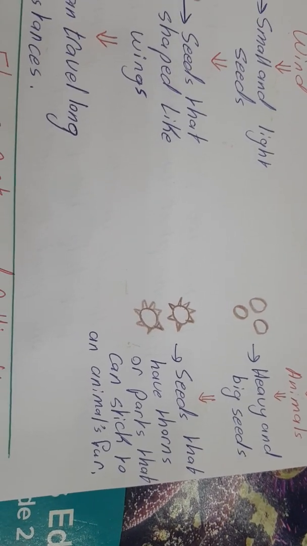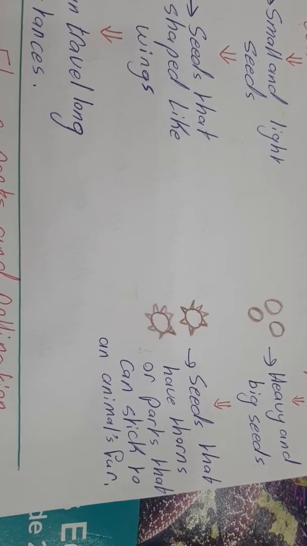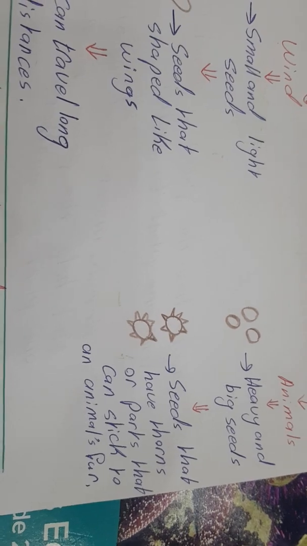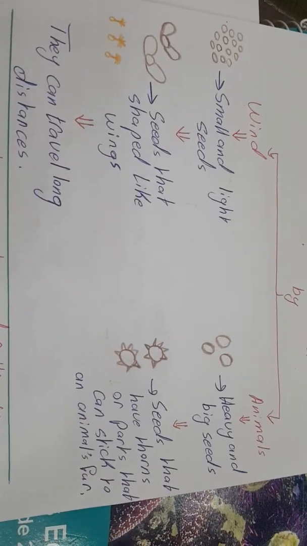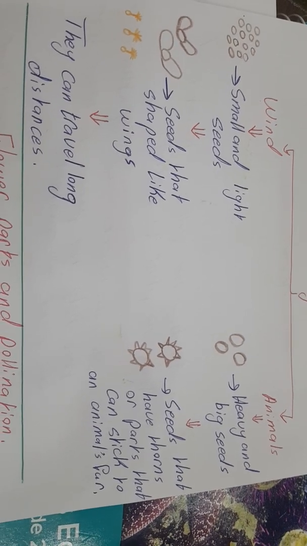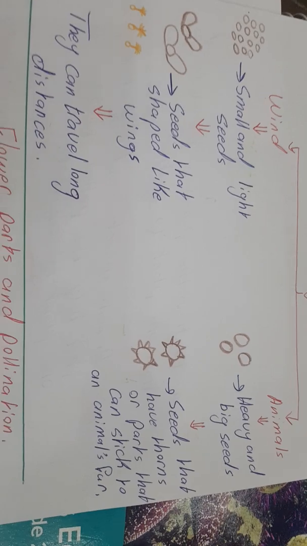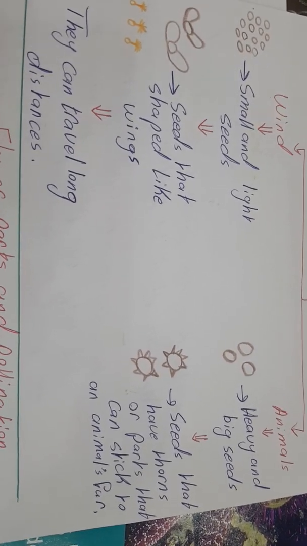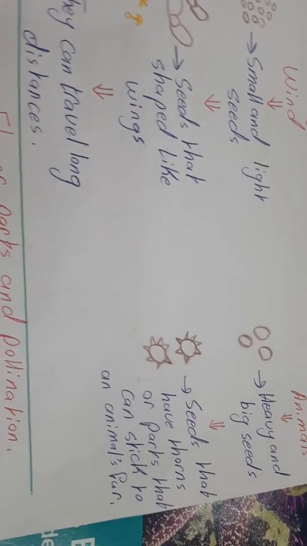Now, heavy and big seeds can only travel by animals. Also, some seeds that have thorns or parts that can stick to the animal's fur can move away by animals. So, what kinds of seeds travel by wind? Small, light seeds and seeds that are shaped like wings. What kinds of seeds travel by animals? Heavy and big seeds, also seeds that have thorns or sticky parts.